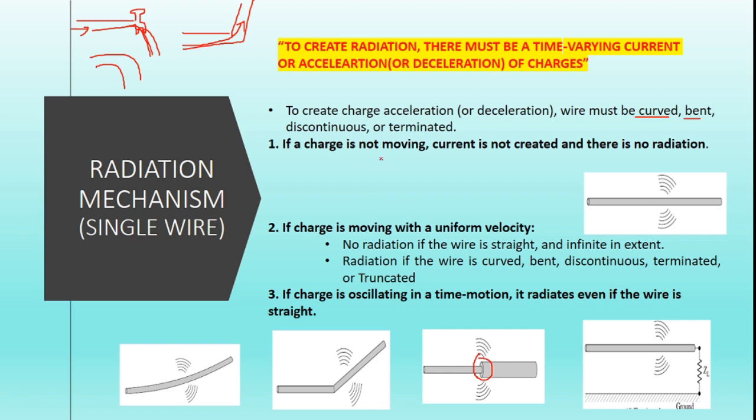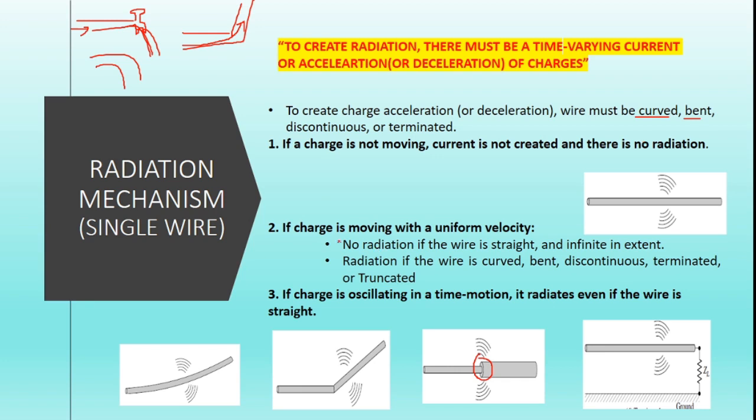Now let us see here. If the charge is not moving, the current is not created and there is no radiation. So only when charges move... what is current? Current is nothing but movement of charges, movement of electrons. So if the electrons do not move, then we can say that there is no current, which means there will obviously be no radiation.